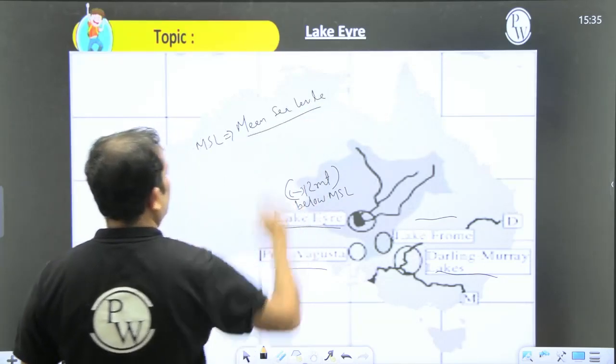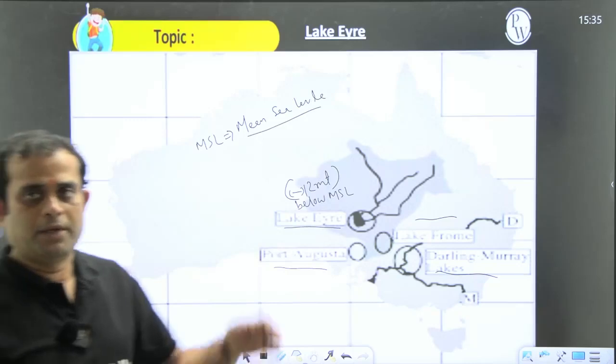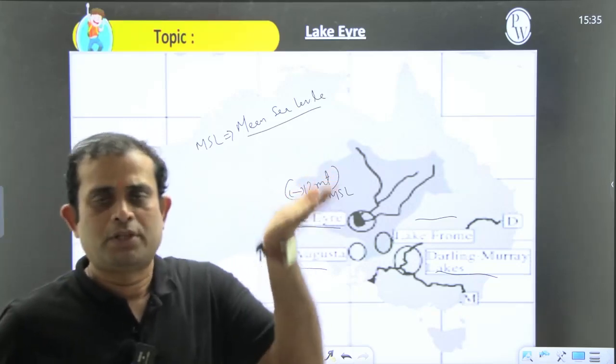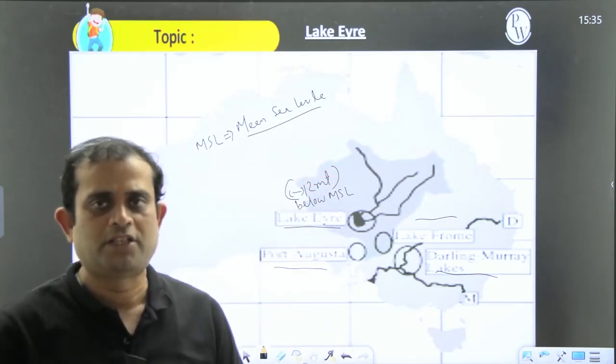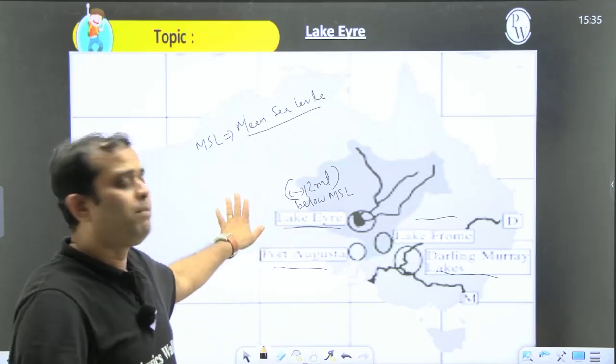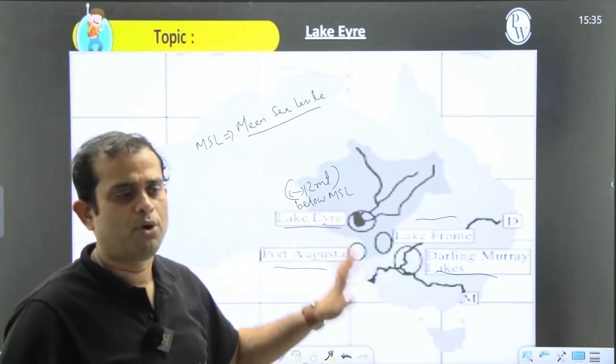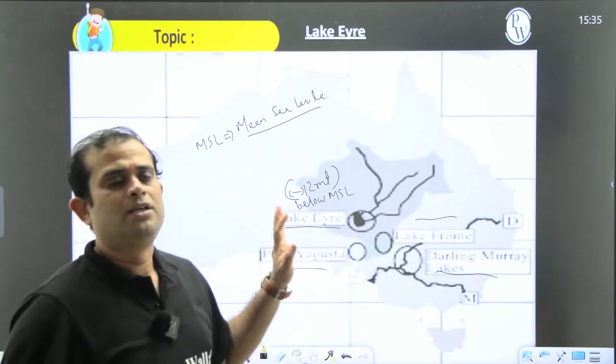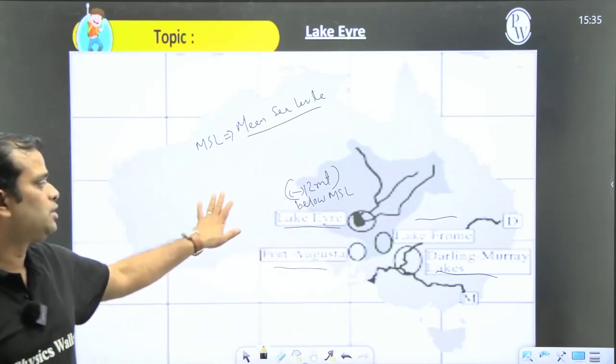Okay, mean sea level. This means it is 12 meters below sea level, minus 12 meters. It means it is a swampy, marshy land, a very muddy area we can say. Your swampy marshy land, this one, is your Lake Eyre.